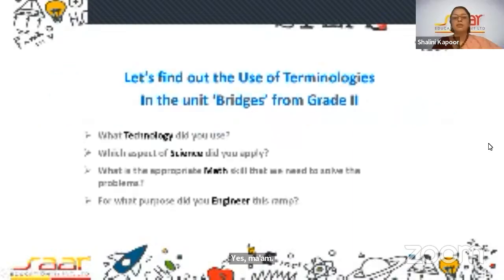Okay, so moving ahead, let's find out the use of terminologies that we have used in the unit of bridges from grade 2. You can use the chat box to answer, and we can go through the answers as and when they come. Put all the 4 answers in one message. Teachers, what technology did you use? What aspect of science did you apply? What is the appropriate math skill that we need to solve the problem? And for what purpose did you engineer this ramp or this bridge? So what is the S, T, E, and M that you have used for creating the bridges? If you could just very quickly put it in the chat.